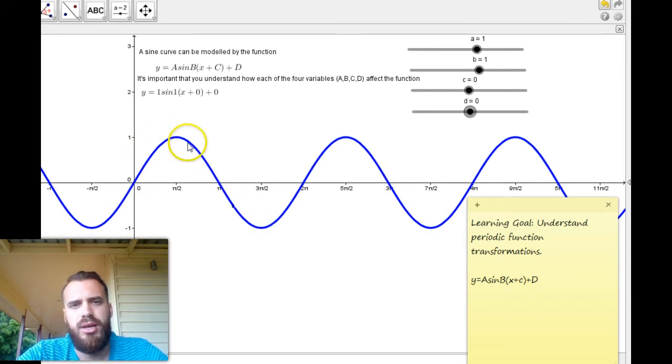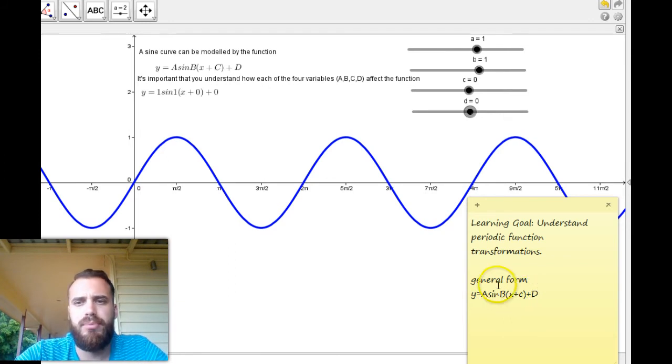It starts at the origin, periodically moving up, down, and then back up again after a period of 2 pi, and up and down again after a period of 2 pi. You should also remember that it can be represented by the general function, the general form: y equals a sine b bracket x plus c, plus d.